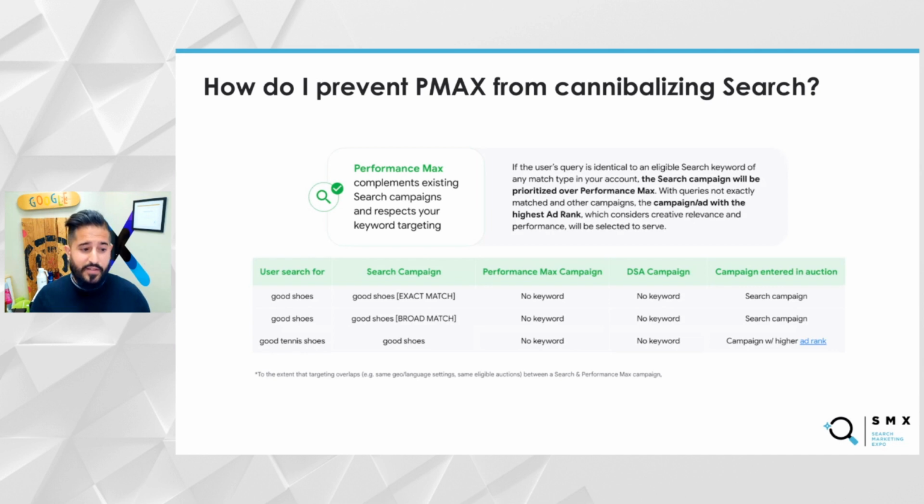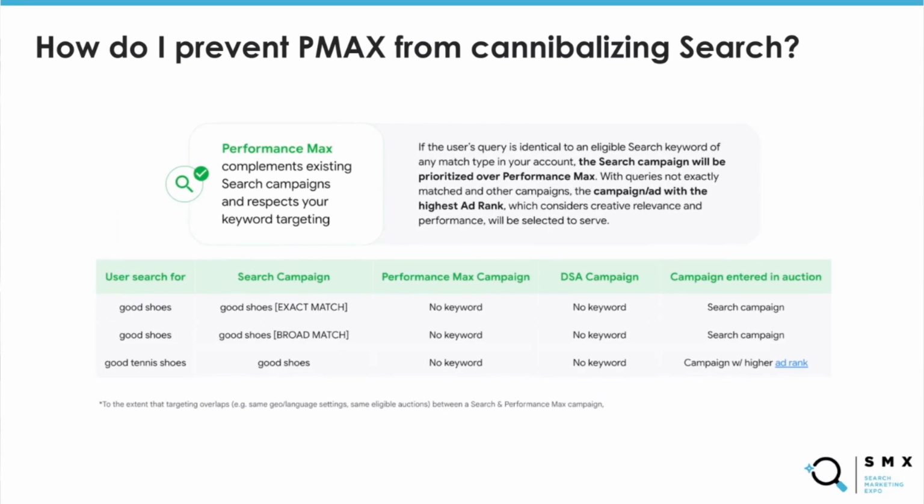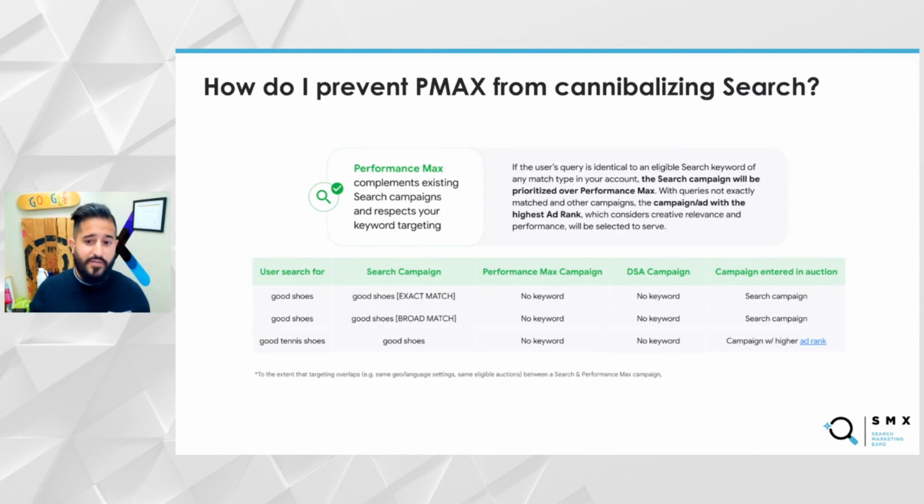So here's a chart from Google that breaks down that the search term needs to match the exact search term that the person is searching for. It doesn't work like broad. If broad match matches a keyword, but you don't have that keyword listed in your search campaign, Performance Max will take over on that. So it's important to be cognizant of how the system works and how it's going to decide which campaign goes into the auction.